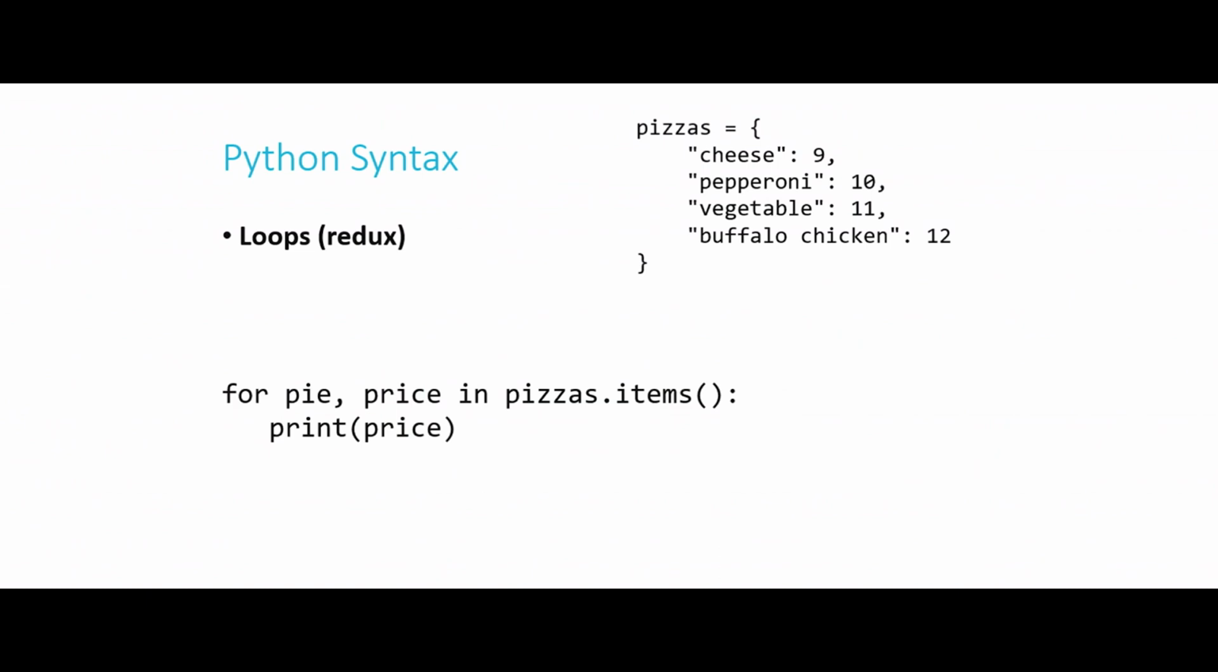Or for pi comma price in pizzas.items. Now I have to specify pizzas.items here to make it so that it can iterate over all of the values. I can iterate over all of the keys automatically in a dictionary. But if I want to iterate over the values, I have to transform the dictionary into a list. In order to do that, I need to use the .items method to transform my dictionary into a list for purposes of just iterating over this. Then I can print out the price. So in this case, I would print out 12, 10, 9, 11.